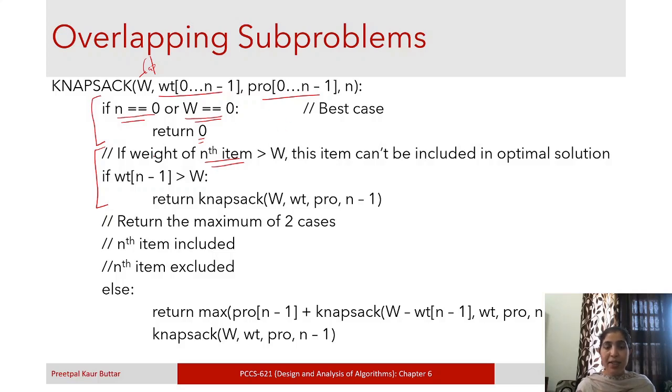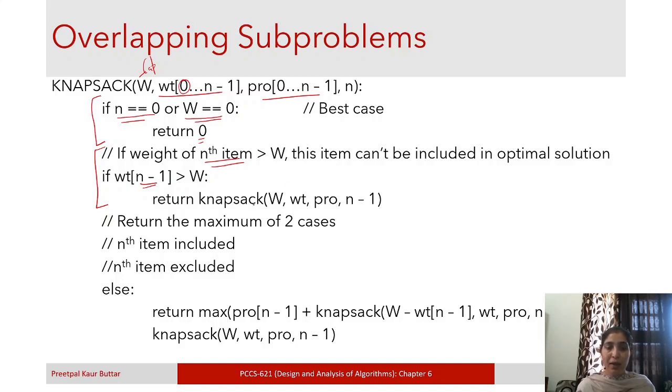Okay, so it is saying that if the weight of the nth item is greater than the capacity of the knapsack, then also this item cannot be included in the optimal solution, right? So if weight of nth item, why n minus 1 here? Because the indices here are starting at 0. So the nth item will be stored at n minus 1 index in the array, right? So if the weight of the nth item is greater than the capacity of the knapsack, then we have to exclude this item.